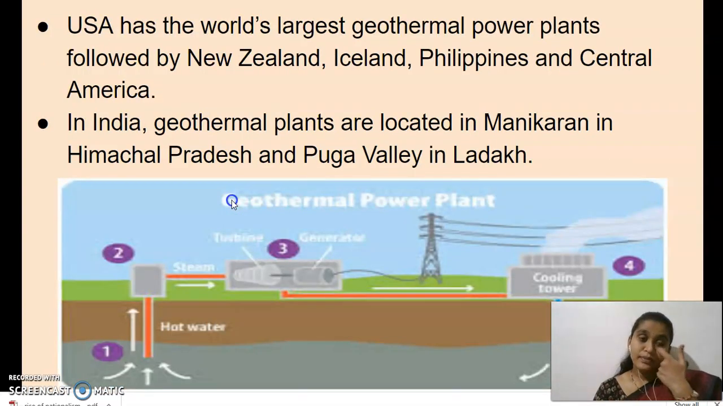The USA has the world's largest geothermal power plants, followed by New Zealand, Iceland, the Philippines and Central America. Here we can see the USA followed by other countries. In India, geothermal plants are located in Manikaran in Himachal Pradesh and Puga Valley in Ladakh. So you guys are understanding what we mean by geothermal energy, right?